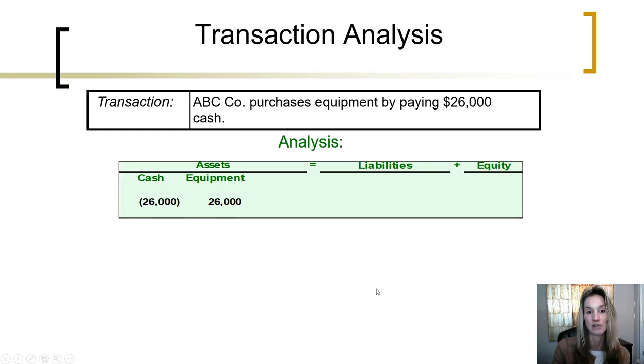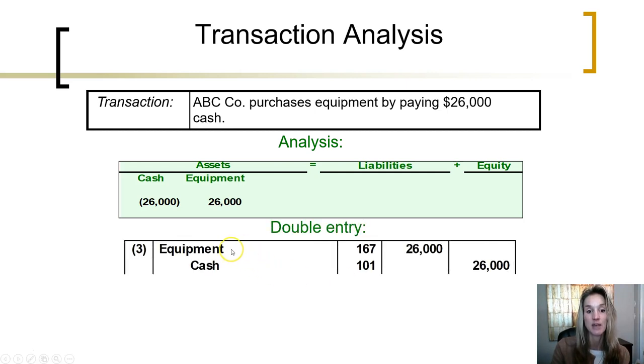Bring the account number post references back to the general journal and put them in the post reference column. Next transaction. ABC purchases equipment, paying $26,000 in cash. The company's cash needs to decrease and equipment needs to increase. Let's prepare the journal entry in the general journal. To increase the equipment asset account, we debit it. To decrease cash, we credit it.